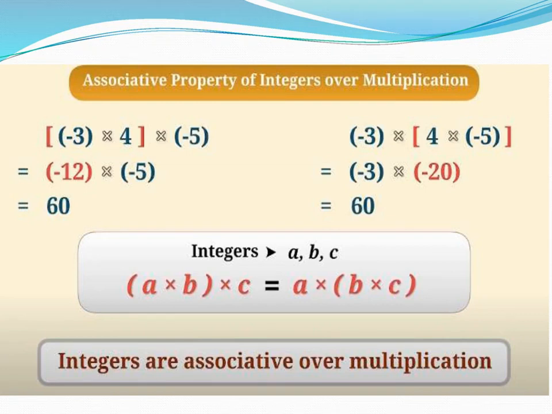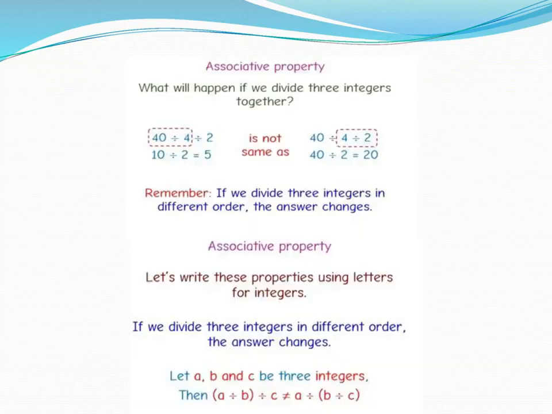Let a, b and c be integers, then (a × b) × c = a × (b × c). Now we will check the associative property over division. Suppose we take 40, 4 and 2, three integers. First we divide 40 by 4. We get the quotient 10. Then it is divided by the third integer 2. 10 divided by 2, we get the quotient 5.